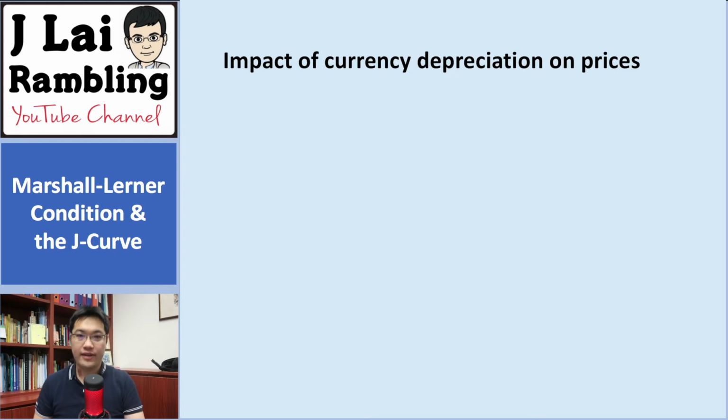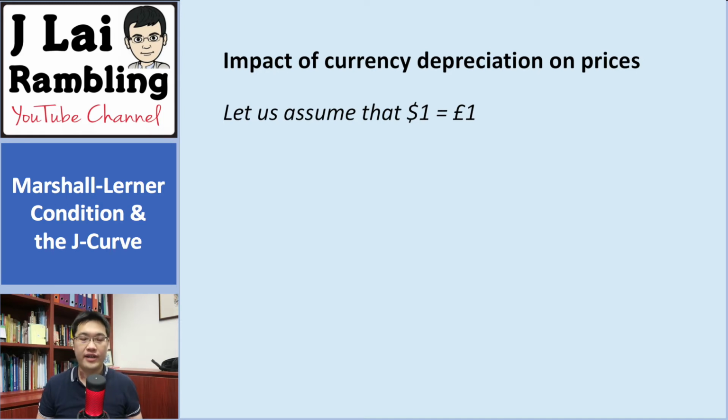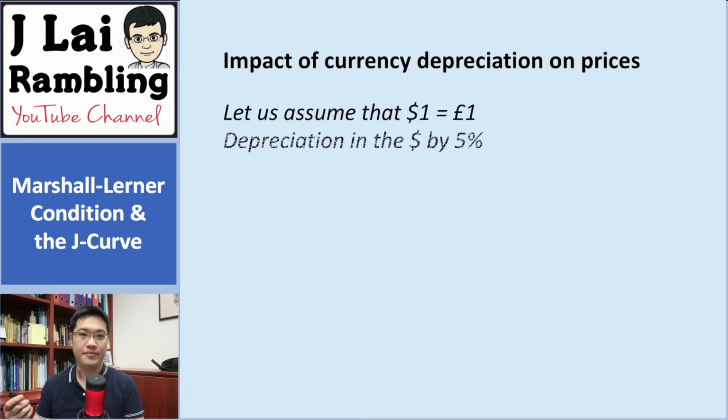Okay, so let's look at the impact of currency depreciation on prices. Let's assume that the exchange rate is $1 to £1. There's a depreciation in the dollar of 5%, and therefore $1 now is equal to 0.95 pounds, or 95 pence. There is a 5% discount.